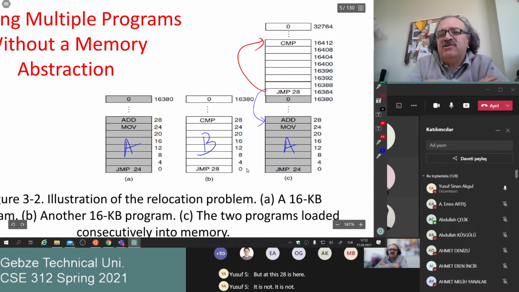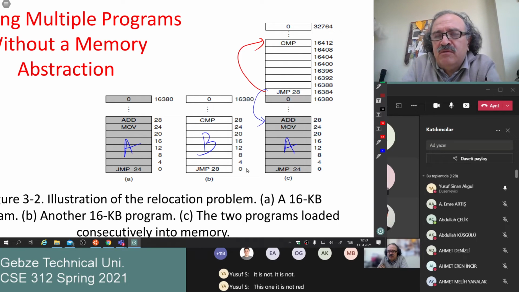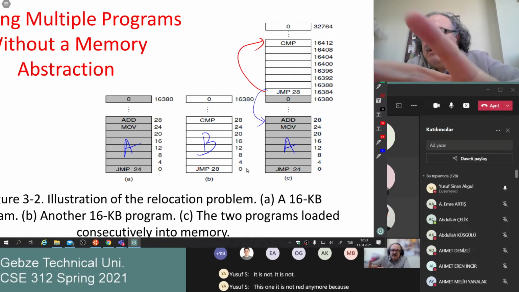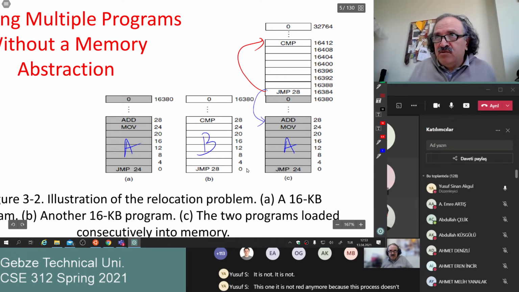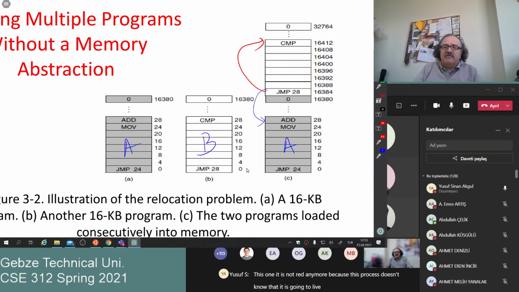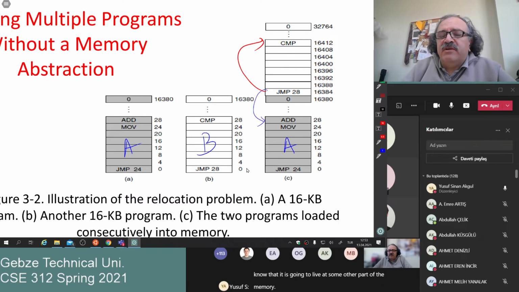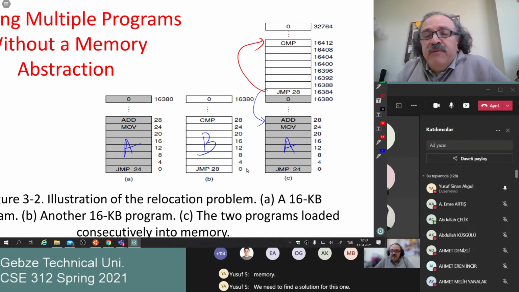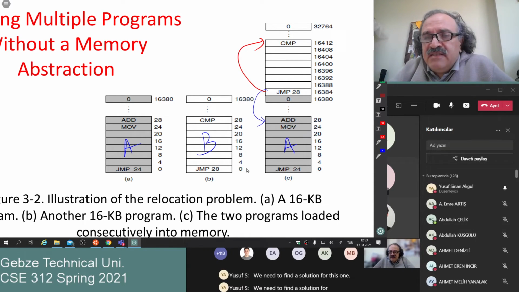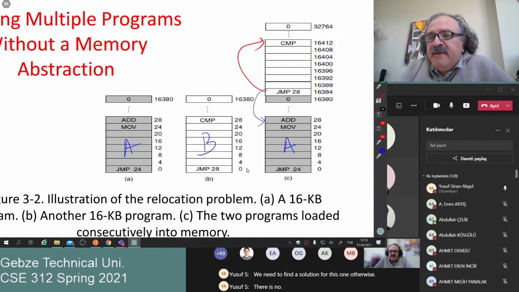this one. It is not red anymore, because this process doesn't know that it is going to live at some other part of the memory. So we need to find a solution for this one. Otherwise, there is no concept of address space.